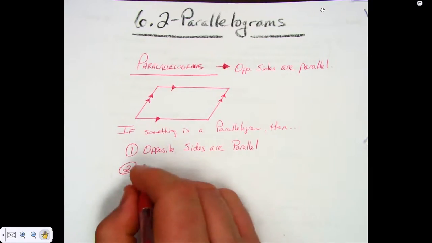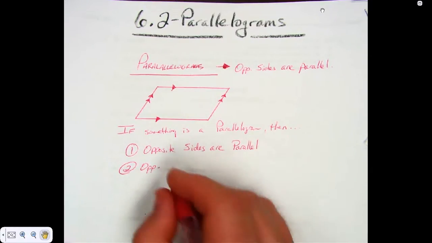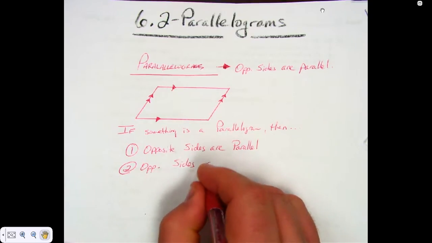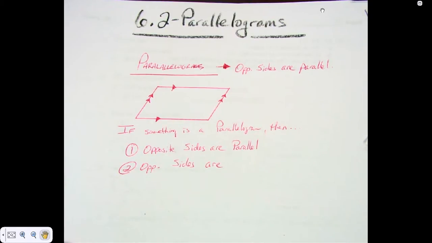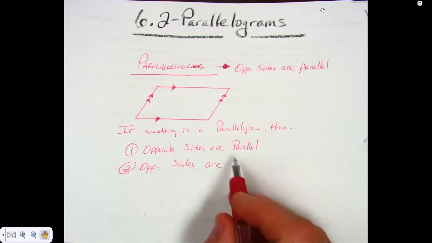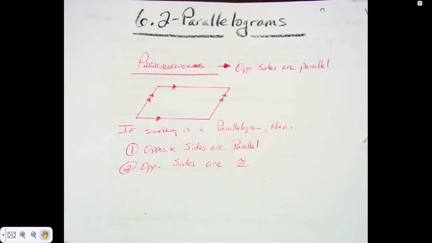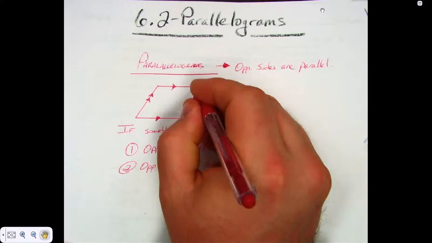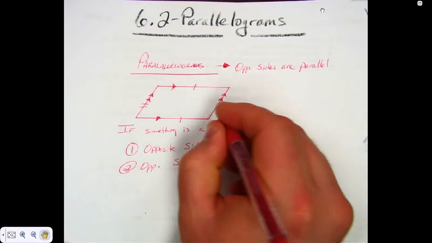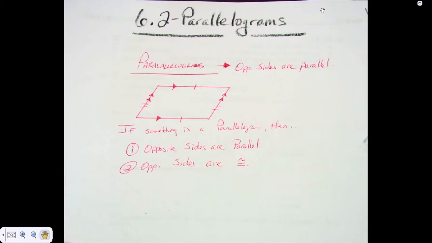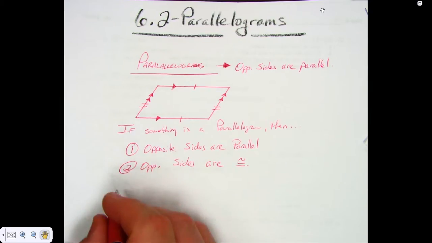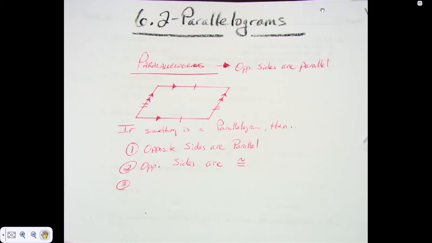The second thing, I'm going to abbreviate now, opposite sides are, anybody have a guess at what I'm going to say next? Parallel. I already said parallel. Congruent. When you talk about sides, you say congruent. However, that means their measures are. So this is congruent to this. This is congruent to that. How fun. Am I talking about proofs or are we talking about a parallelogram? Parallelogram. So you need to worry about that, don't you?